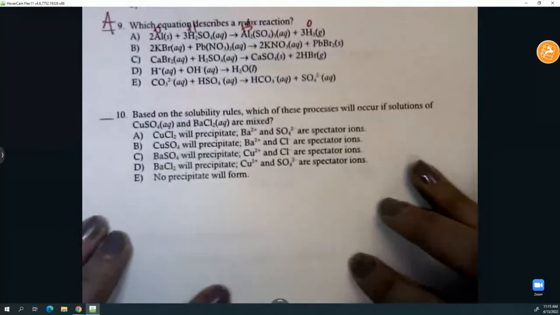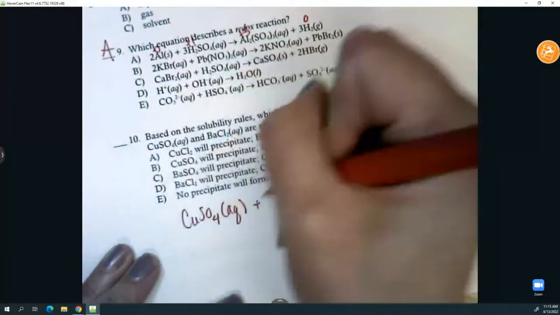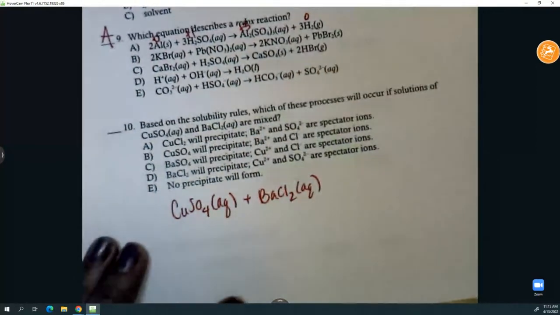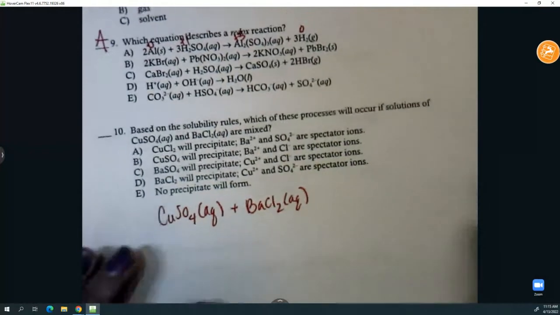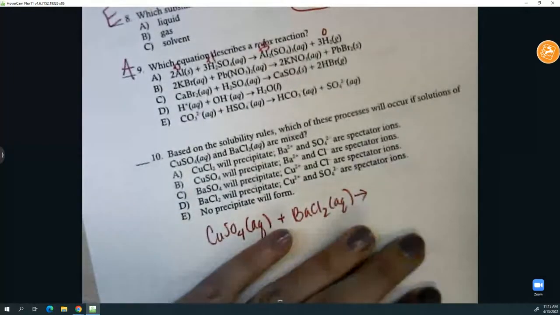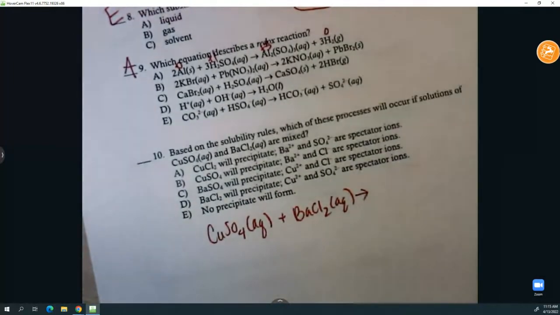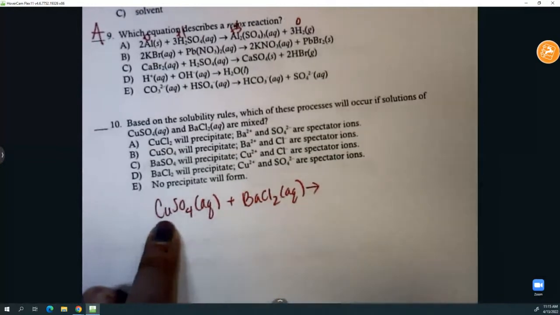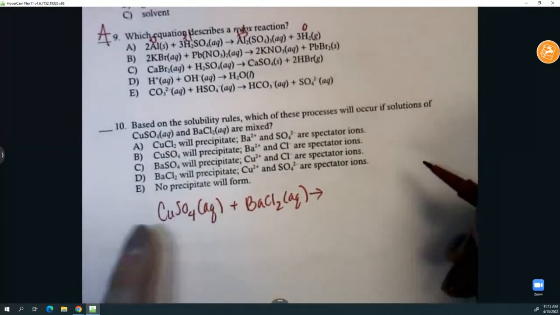All right, based on the solubility rules, which of these processes will occur if a solution of copper sulfate and barium chloride are mixed? It's easy to get this wrong. I would prefer to just write out the whole thing and go from there. So I'm going to write it all the way to the net ionic equation. Maybe you don't want to do that exactly, but you could at least write part of the way. So what I'm doing here is I'm going to take the cation from one and the anion from the other, and I'm going to make them into a neutral molecule.